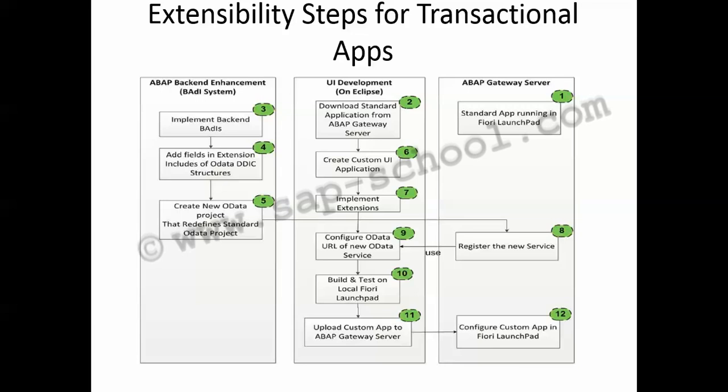Then we build and test it on the local Fiori Launchpad. After that, we upload the custom app to the ABAP gateway server and, at last, we configure the custom app in the Fiori Launchpad. So these are the 12 steps which are required for extensibility of a transactional app.